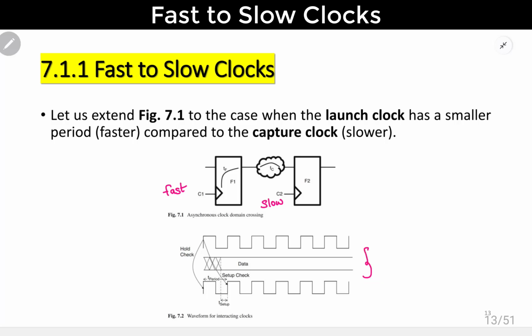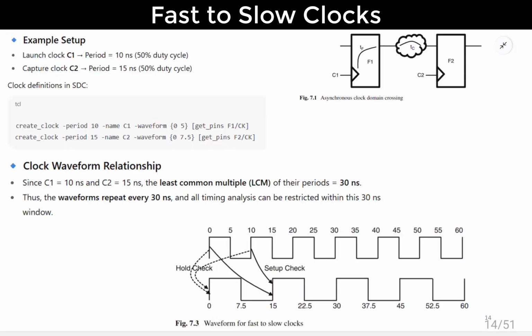Here this is the previous scenario where the frequencies of C1 and C2 are the same. See this figure, we are going for fast here and slow here. C1 is fast and C2 is slow. If you see here, the time period is 10 nanoseconds for fast and 15 nanoseconds for slow. So that's what I mentioned here: launch clock C1 has a time period of 10 nanoseconds and C2 has 15 nanoseconds.